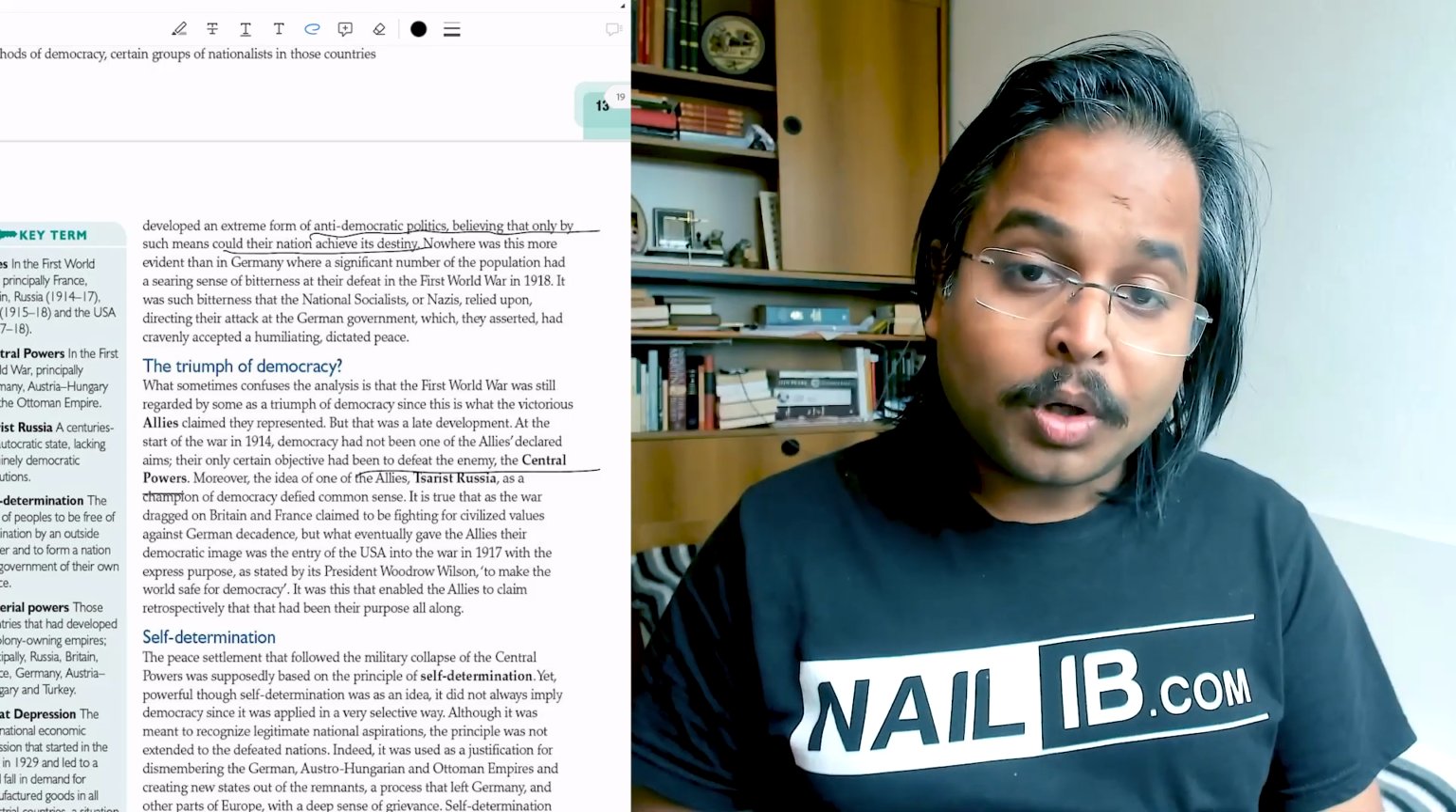At the start of the war in 1914, democracy had not been one of the Allies' declared aims. Their only certain objective was to defeat the Central Powers. Moreover, the idea of one of the Allies, Tsarist Russia, as a champion of democracy defied common sense, because obviously Russian history is a history of an autocratic past and not at all of democracy.